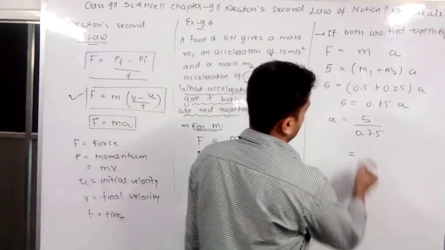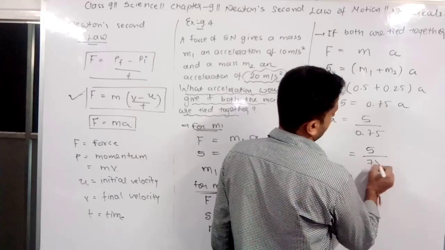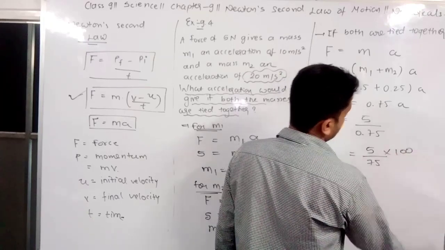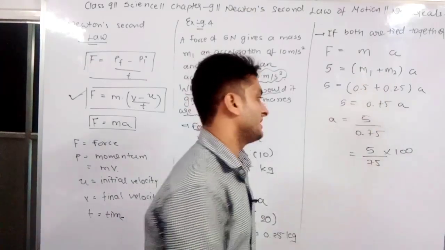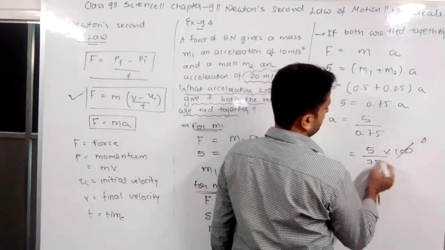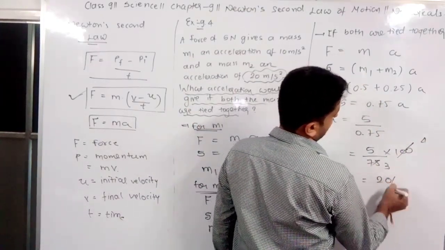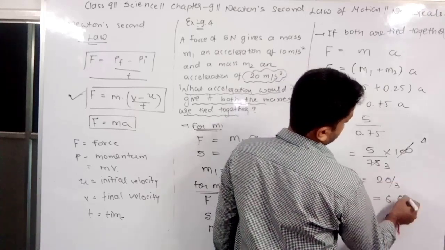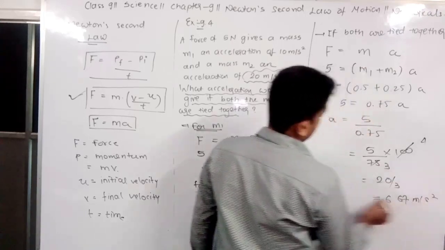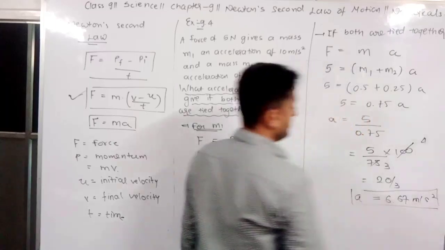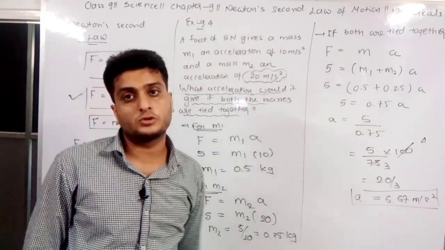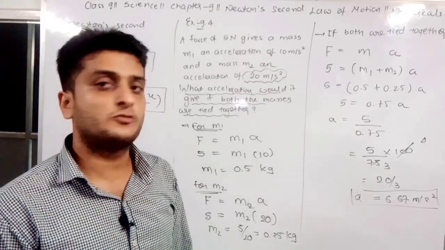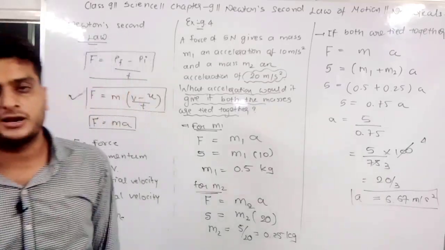Okay, how will you solve it? You will solve it like 5 into 100 by 75. 0.75 can be written as 75 by 100, तो 100 ऊपर चला गया, right? कट करेंगे 4, 3, that is 20 by 3, that is 6.67 meter per second square. This is the acceleration if the same force is applied after tying both the blocks together. दोनों मास को साथ में बांध के अगर फोर्स दोगे तो इतना acceleration आपको मिलने वाला है.